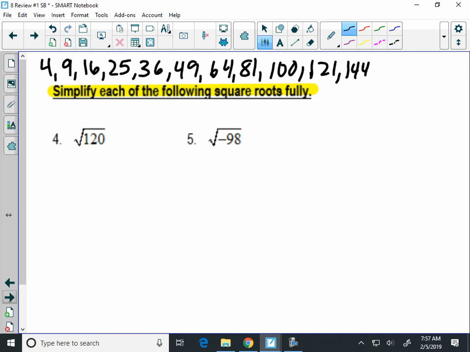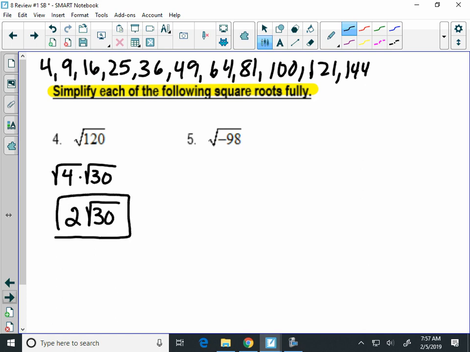It's going to be 4 times 30. So we rewrite this as radical 4 times radical 30. That's the same as radical 120. Radical 30 does not break down, but radical 4 does, and radical 4 is equal to 2. That is the most simplified form that you have.